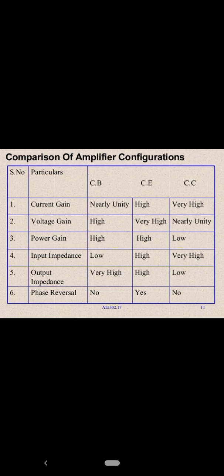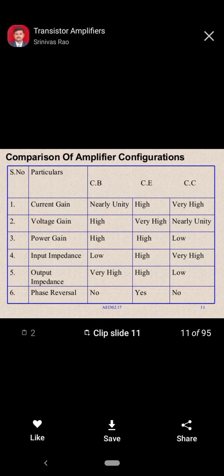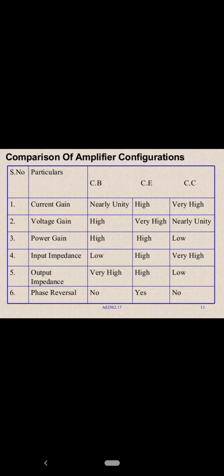Input impedance is low in common base configuration, high in common emitter configuration, and very high in common collector configuration. Output impedance is very high in common base configuration, high in common emitter configuration, and low in common collector configuration. And there is phase reversal, or 180 degree phase shift, in the case of common emitter configuration, but no phase shift in the case of common base or common collector configuration.